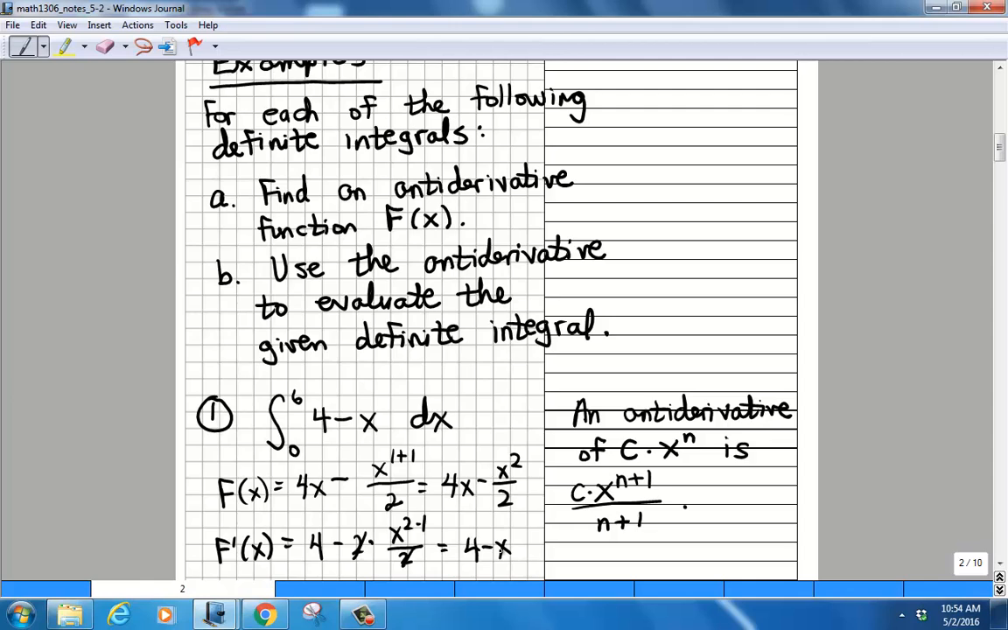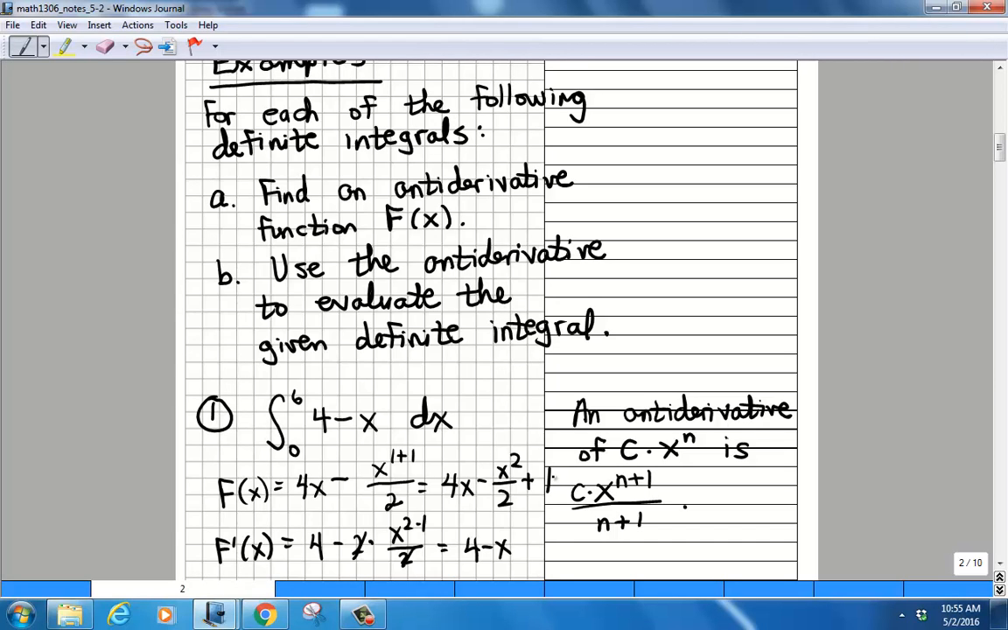I want to caution you about one thing about antiderivatives. 4 minus x is going to have a lot of antiderivatives. There are actually a lot of possible functions whose derivative is 4 minus x. Because all you have to do here to get another antiderivative is add on any constant you want. You could add on any constant you want to this function and get a new function whose derivative is still 4 minus x. See, I can add a 1 on here if I wanted to, right?